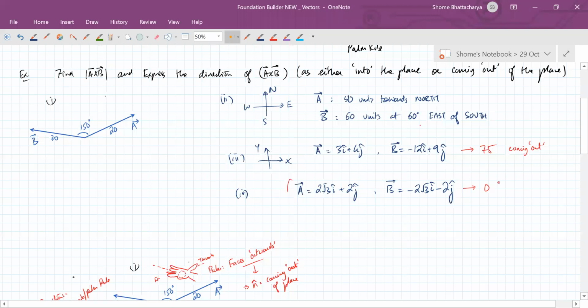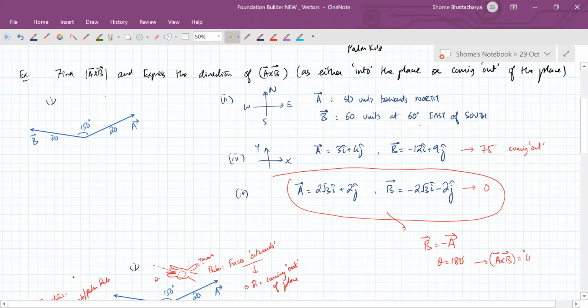In this one, just see the vector B is minus of vector A in fact. So the angle between them is 180 degrees. So obviously A cross B is a null vector. Okay. So this is clear now.